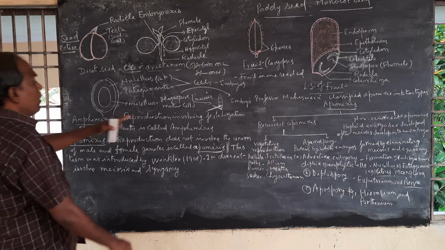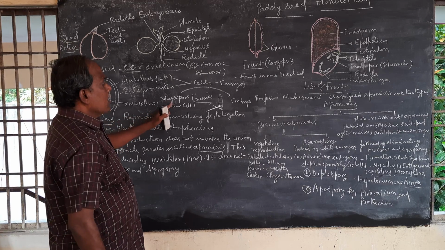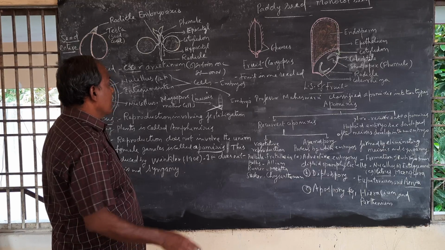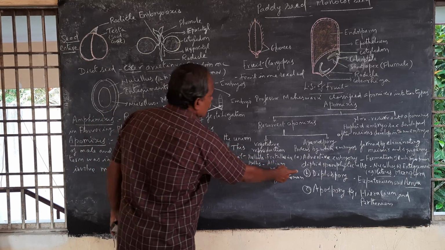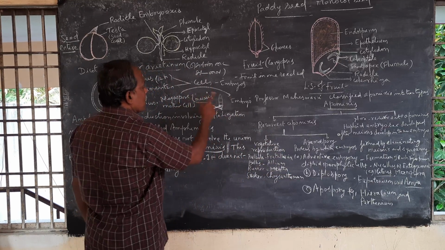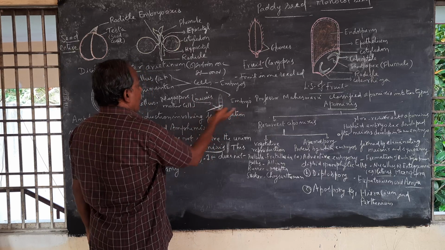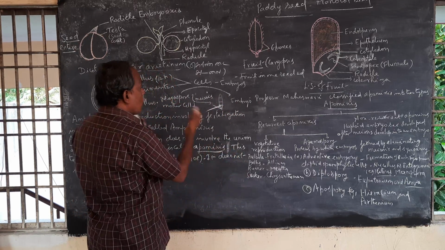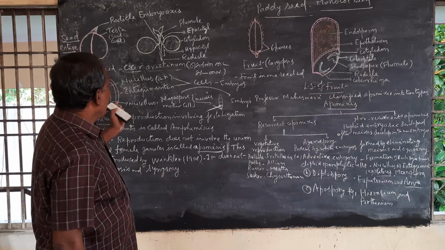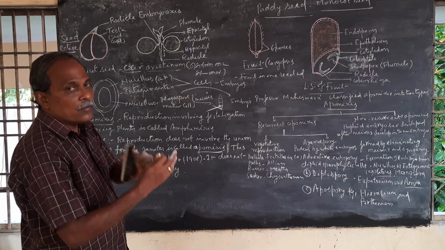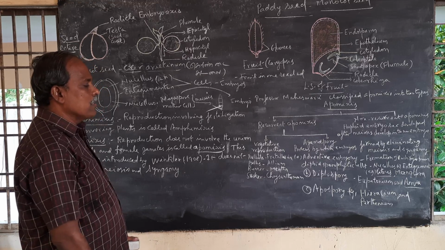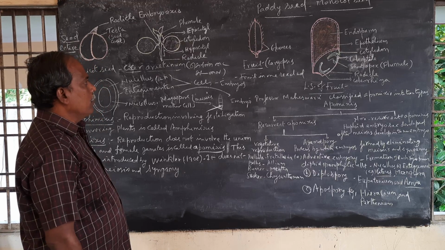Next one, apospory. Here the megaspore mother cell undergoes meiosis and the 4 megaspores degenerate. In diplospory the megaspore mother cell itself develops into the embryo, whereas here 4 megaspores are formed and all 4 degenerate. One of the cells from the nucellus or some other structure develops into the embryo. That is called apospory. Examples: Hieracium and Parthenium.